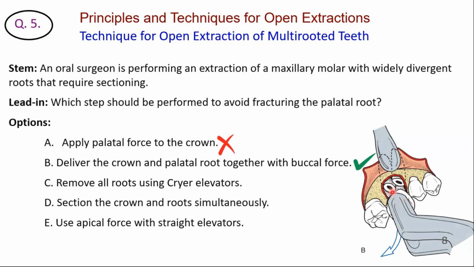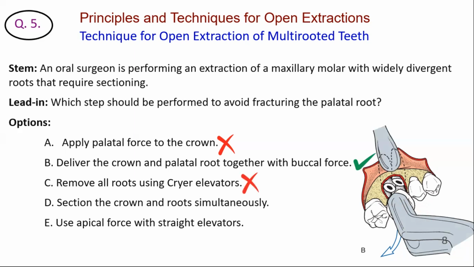So the tooth is delivered in the bucco-occlusal direction, in this way, occlusal as well as the buccal side. You will remove the tooth, remove the crown, and force it towards the buccal side. So the tooth is delivered in the bucco-occlusal direction, and no palatal pressure is applied on the palatal. If pressure is applied, it would probably cause the fracture of the palatal root from the crown portion.